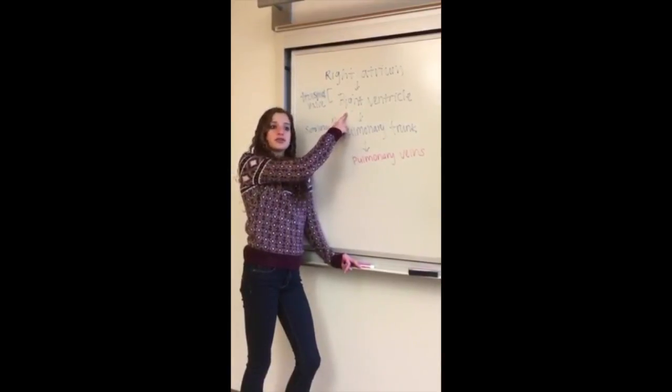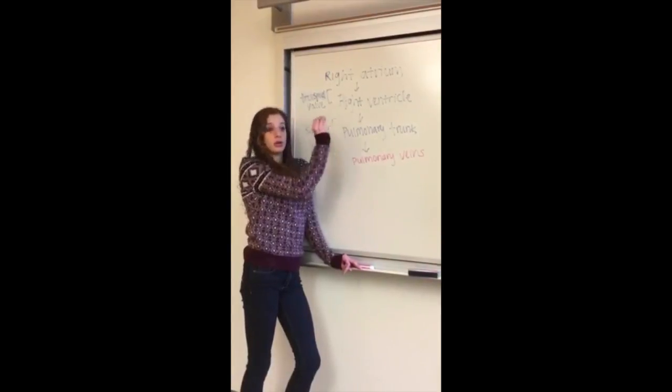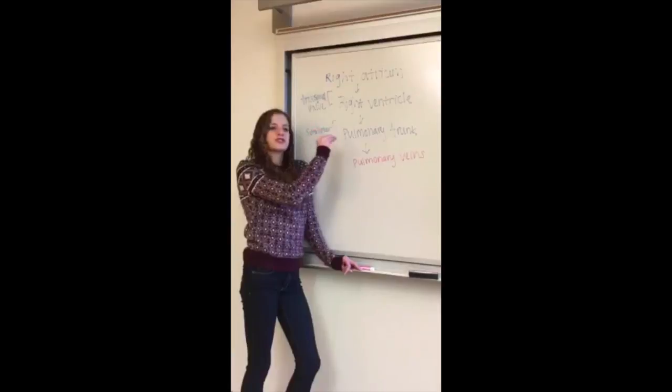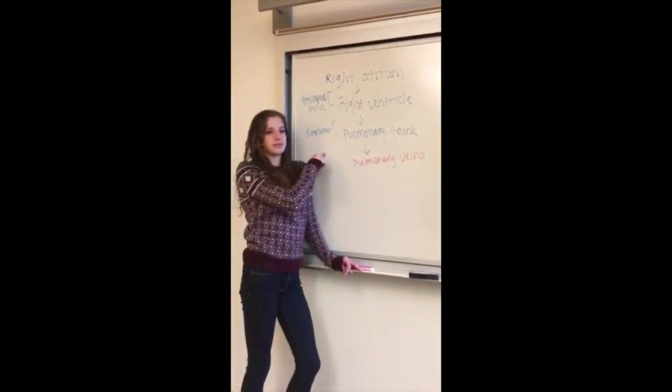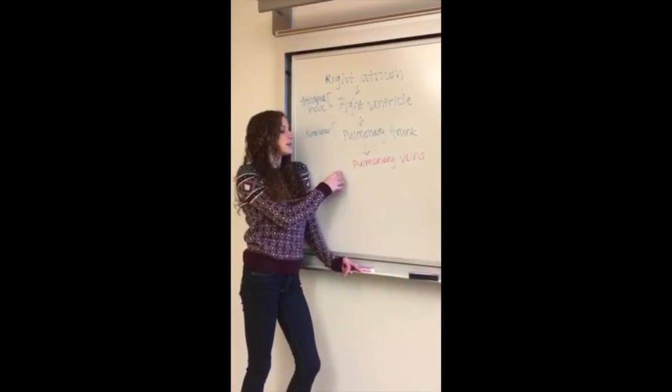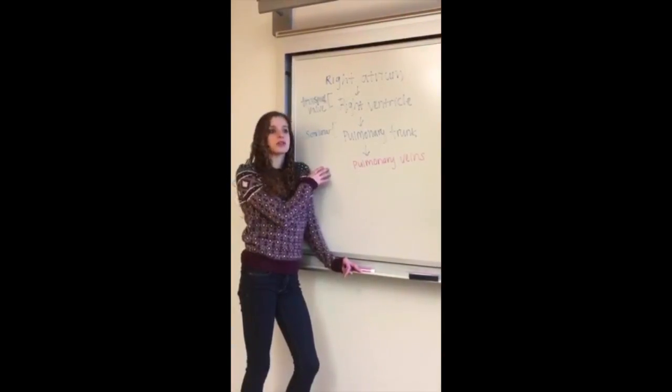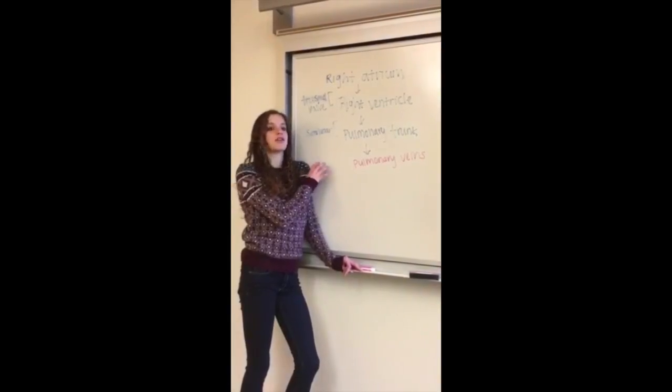When the pressure in the ventricle surpasses the pressure in the right atrium, the bicuspid valve will close. Ventricles contract and semilunar valves open. Blood is now pumped into the pulmonary trunk, where it will be sent to the lungs. The semilunar valves close when the ventricles relax, preventing backflow of blood.